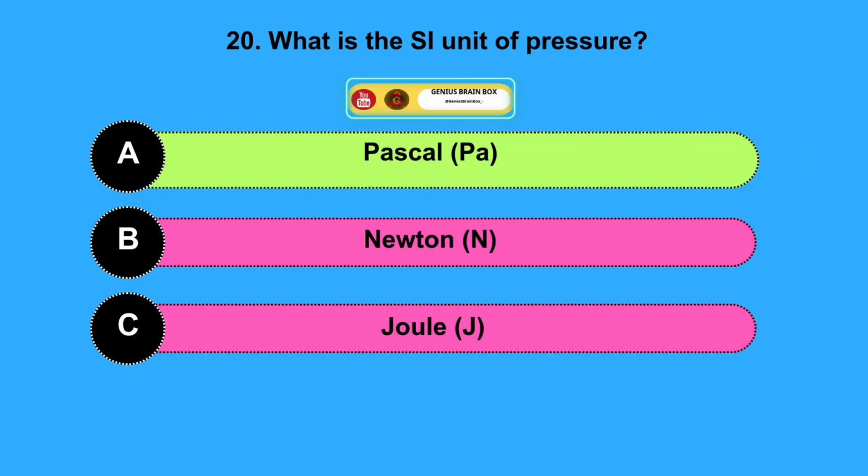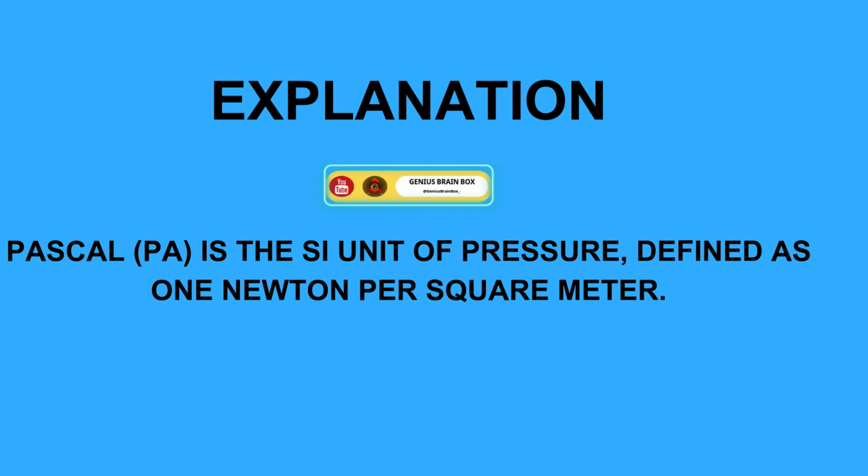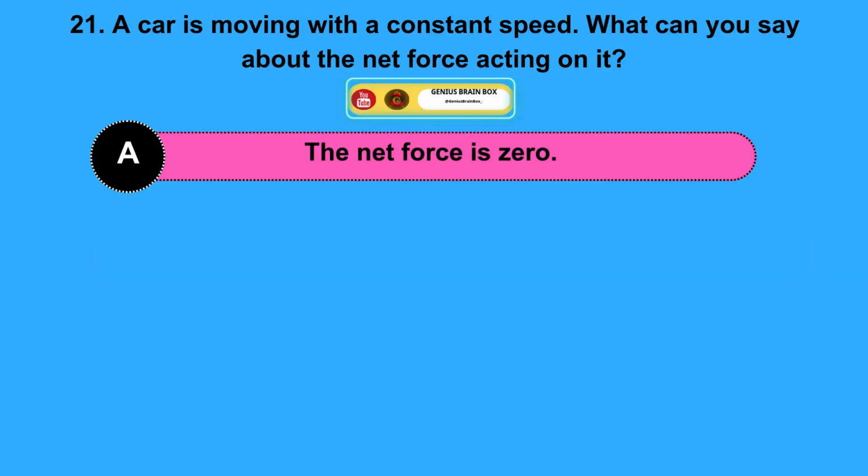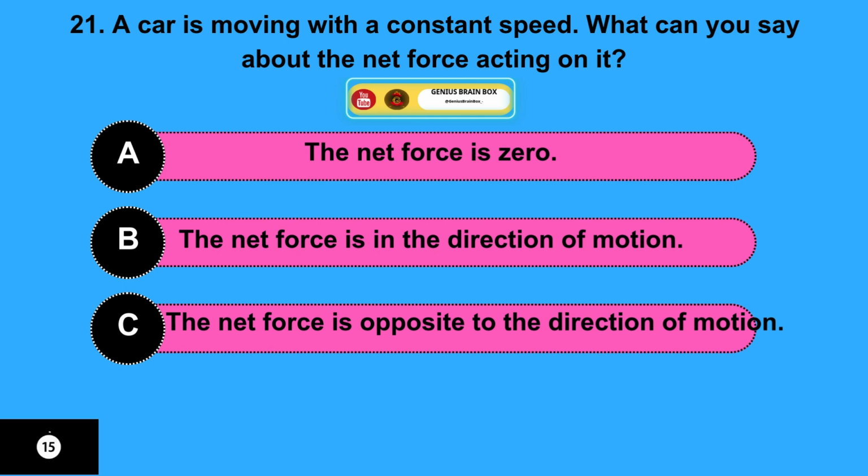Correct answer is A. Explanation is Pascal, Pa, is the SI unit of pressure, defined as 1 Newton per square meter. A car is moving with a constant speed. What can you say about the net force acting on it? Option A. The net force is 0. Option B. The net force is in the direction of motion. Option C. The net force is opposite to the direction of motion.